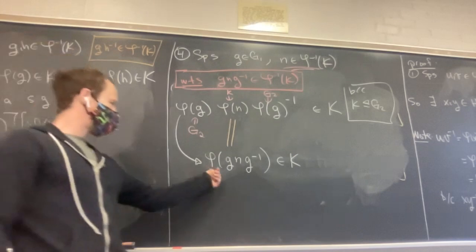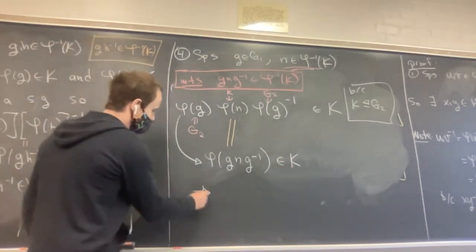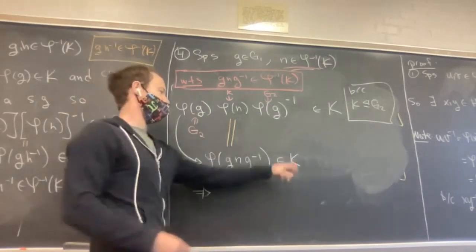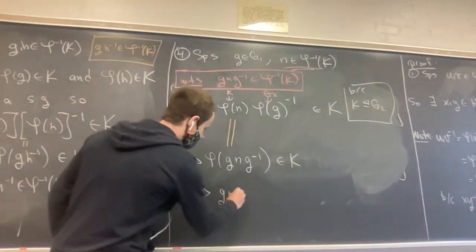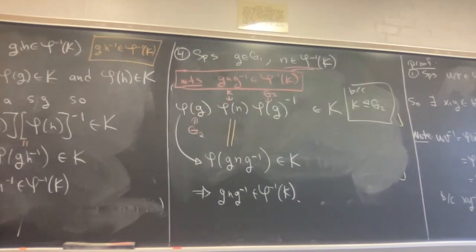But now phi of this being in K is exactly what it takes for the inside to be in the preimage. So that means g n g inverse is in phi inverse k, or the preimage of K under the action of phi.